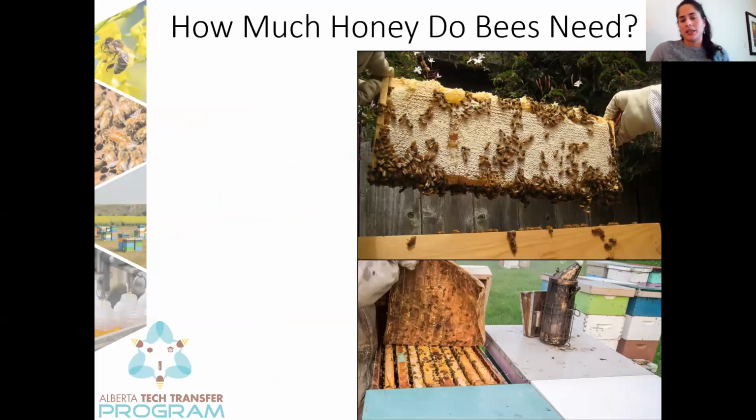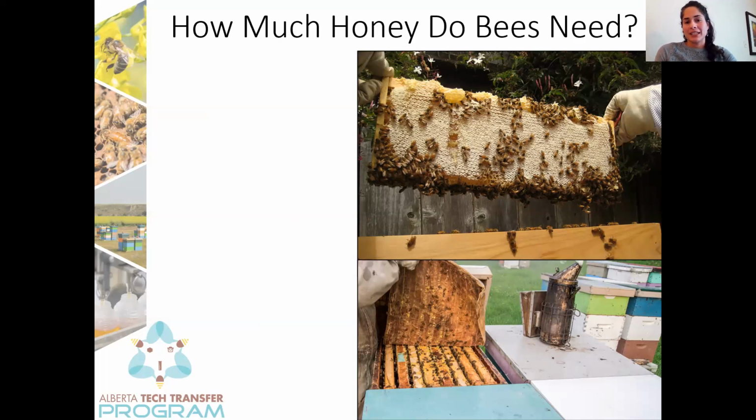How much honey do bees need? This is a question a lot of people ask, and they also ask, how can the bees survive if we're stealing all their honey? Well, the thing is that bees are kind of hoarders. They will collect a lot of honey, and they're not good at math, so they would just collect as much as they can. They're not keeping track.